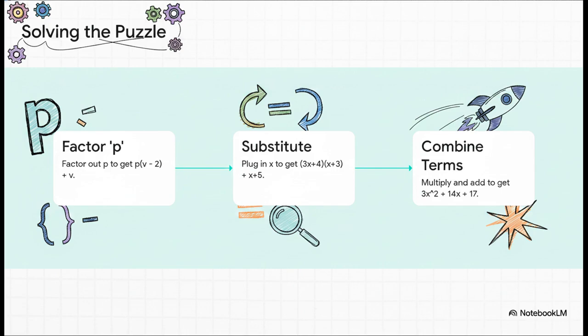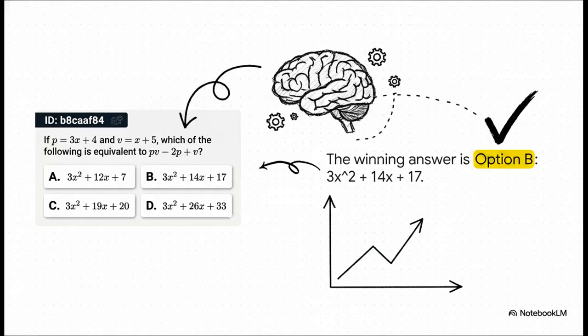I'm bringing the original image back up here, and I want this to sit on the screen for a second so you can fully lock in what we just achieved. By taking just a few seconds to factor first, we completely bypass the nastiest parts of the algebra, and look at our result, 3x squared plus 14x plus 17. Scanning our multiple choice options, it is a perfect, clean match for option B. No messy foiling of three massive terms, no randomly losing negative signs along the way, just a smooth, highly efficient, straight line right to the correct answer.